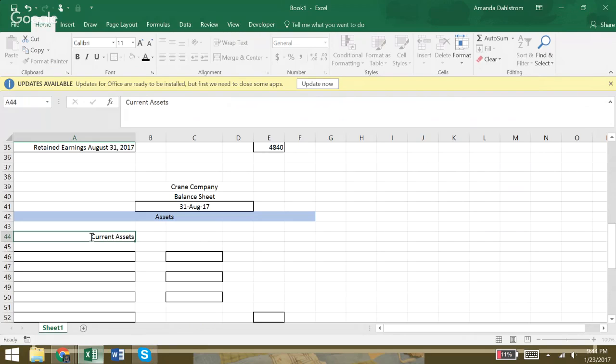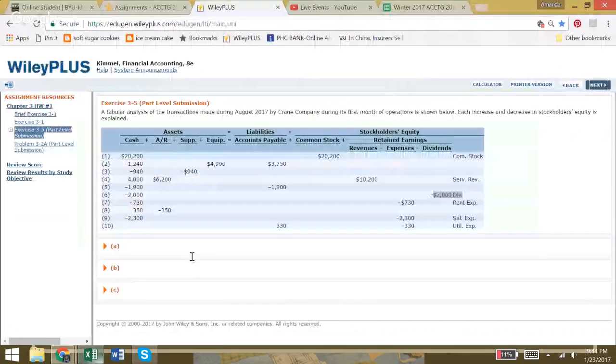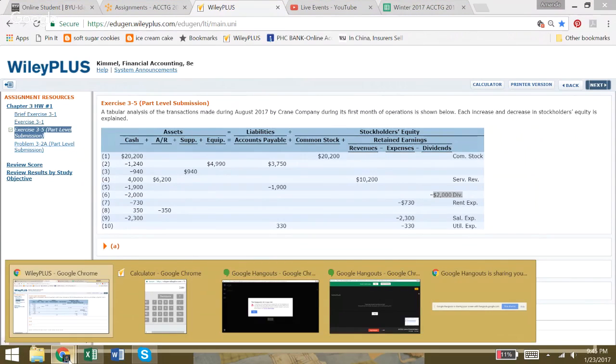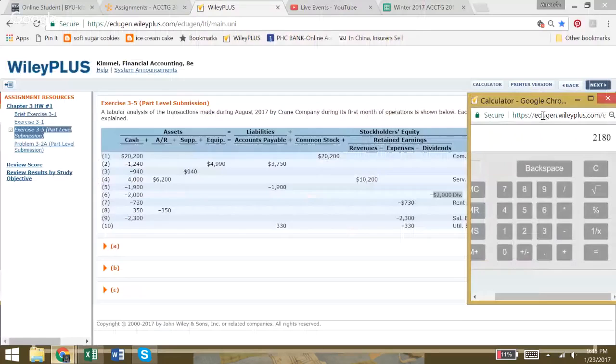First thing we want to do is we always list current assets in order of liquidity. Of course, our most liquid item is cash. So we come over here and we can look at our journal and see all of our transactions that involve cash. So let's pull up our calculator and figure out what we've got here.